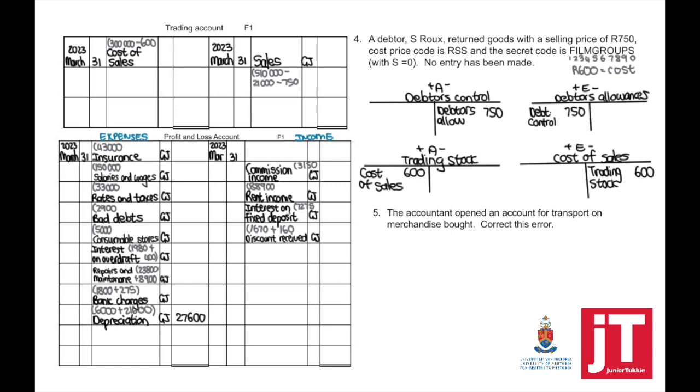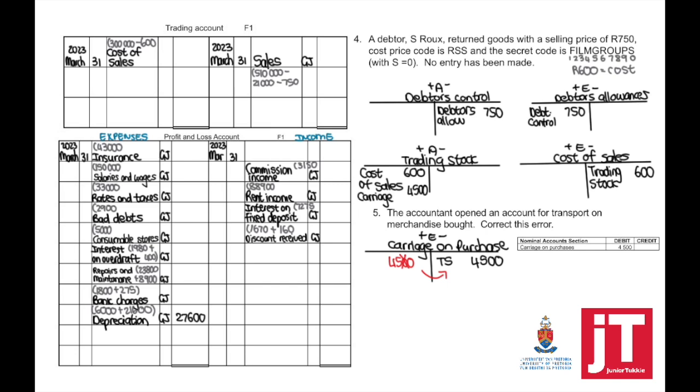Number 5, the accountant opened an account for transport on merchandise bought. Correct this error. So this is what we spoke about earlier. When we're using a perpetual inventory system, we don't have a carriage on purchase account. It should have been added to the trading stock account, which means that total 4,560, we need to credit that so that trading stock can be debited. Sorry, the correct amount, 4,500.